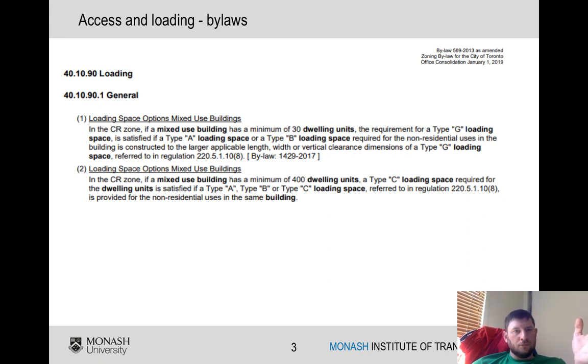Quite often the zoning bylaws will include actual specific requirements as to what you need. So here we are once again looking at Toronto because I happen to be familiar with this area. They have type G loading areas, which are for garbage trucks, and then they have A's, which are for really big trucks, B's, which are for small trucks, and so on and so forth.